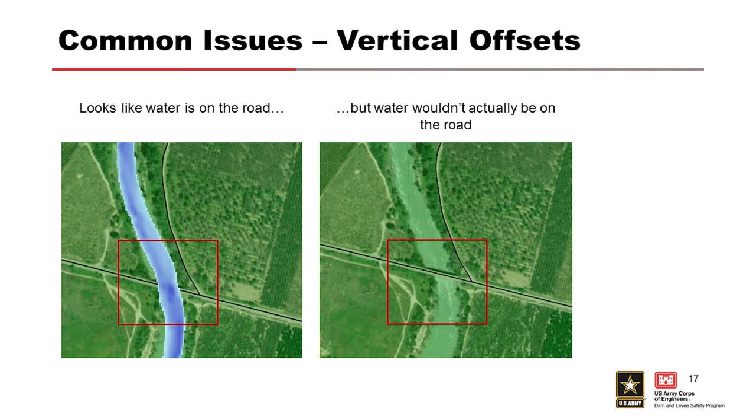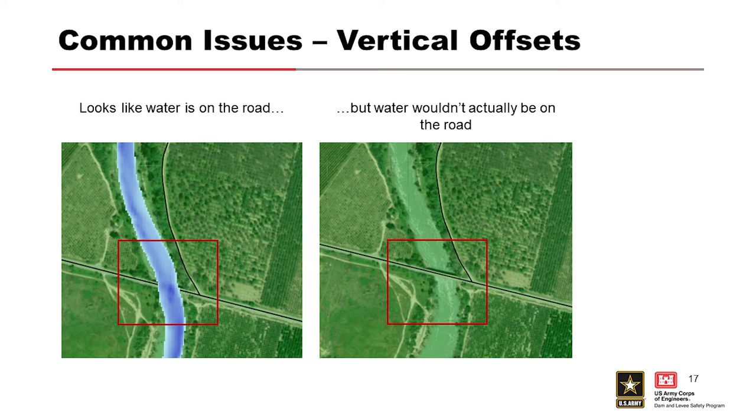In the first image, it looks like water is on the road, but in the second image, we can tell that this road is actually on a bridge going over a channel. Therefore, water would not normally be on the road, so we need to set a vertical offset to tell the model that this road is above the channel.